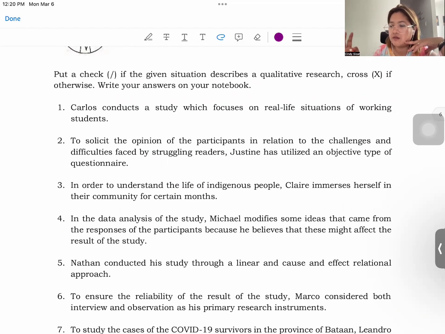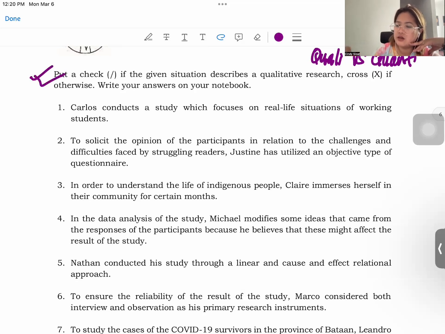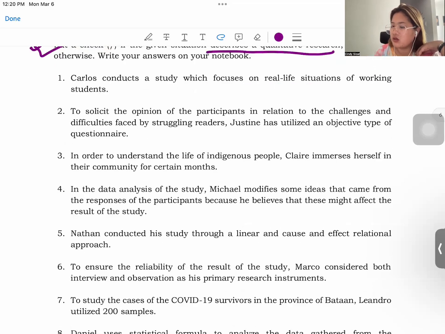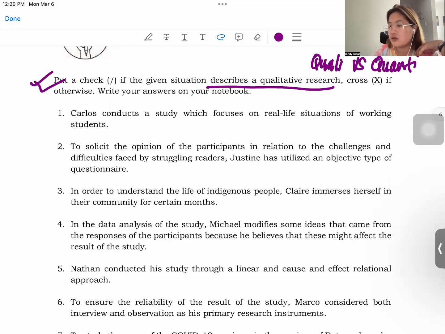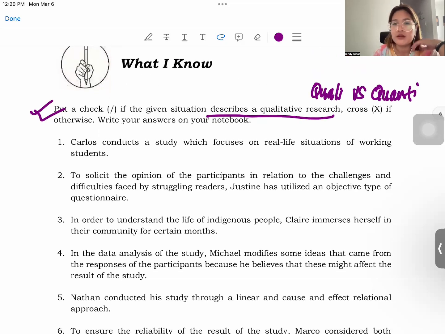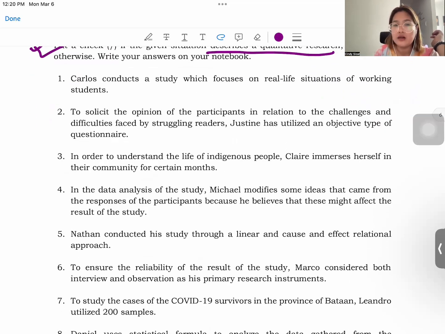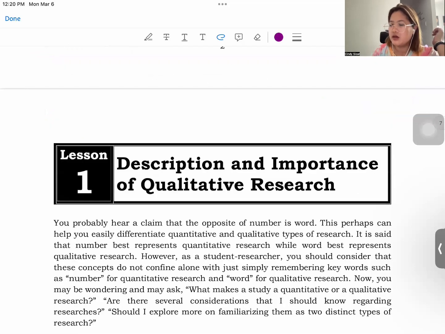Last time we talked about qualitative versus quantitative research. If you still remember, these could serve as your assessment to check if you still remember the difference of qualitative from quantitative. The least that you would do is identify the given situation, then check: is this for quanti or quali? If it's for quali, you write a check. If it's not, put a cross mark on it. For my students, this is one of your activities. Let's start.